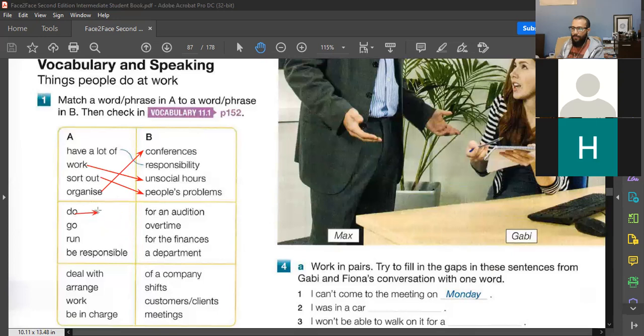If you're not sure about "do," we can leave it and check another verb. Maybe go something, run something, be responsible something. What do you think?